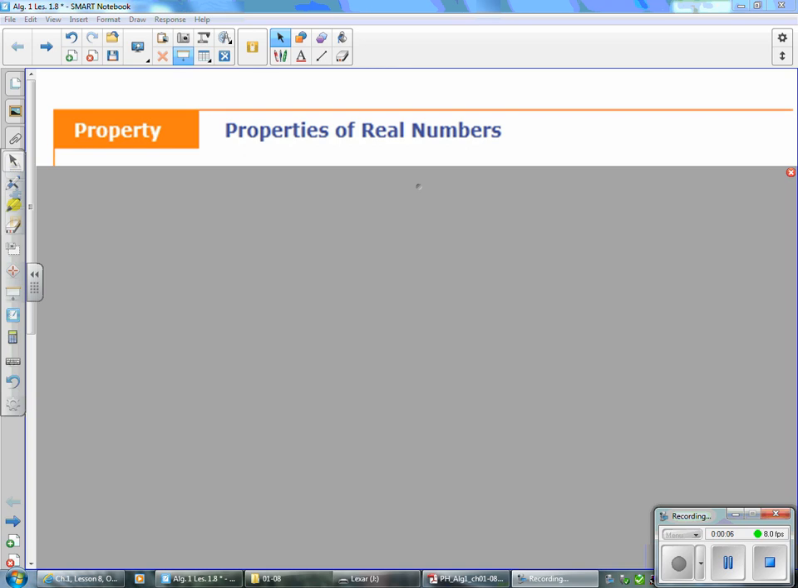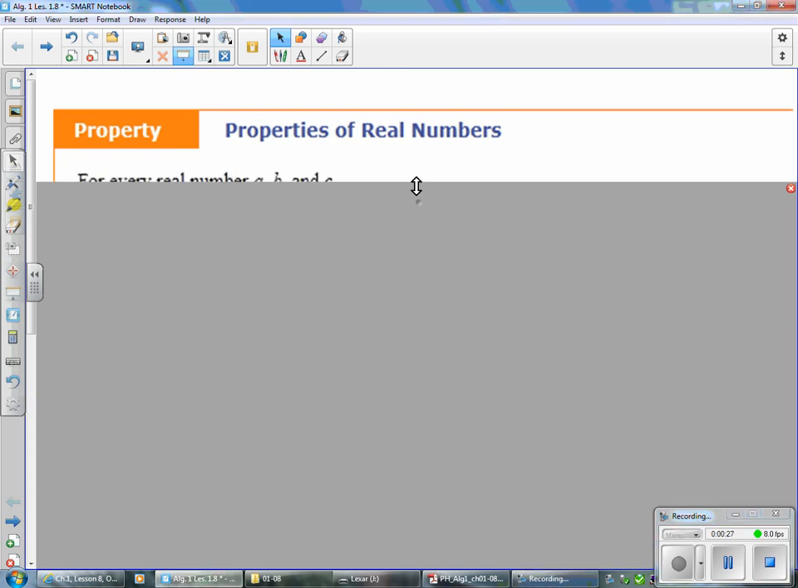Now, properties of real numbers are really the reasons that we can do the things we can do. And if anybody ever asks us, why did you do that? We can say, this property states that it's okay. So today's lesson is going to talk all about what are the properties that you need to know and why do we need to use them.